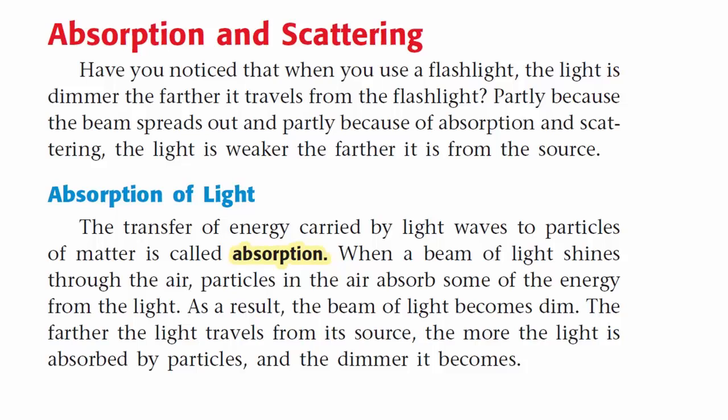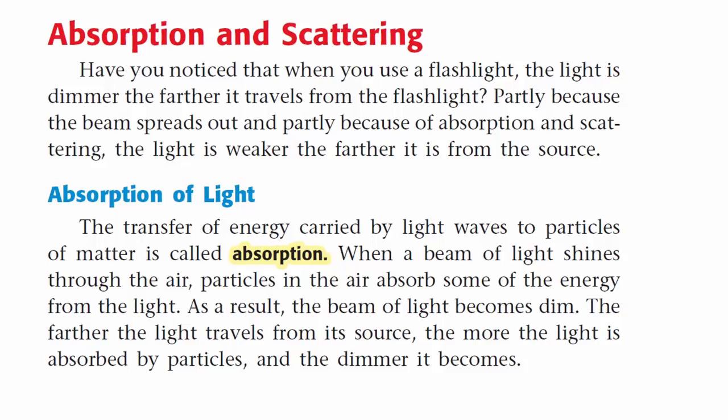Absorption and scattering. Have you noticed that when you use a flashlight, the light is dimmer the farther it travels from the flashlight? Partly because the beam spreads out and partly because of absorption and scattering, the light is weaker the farther it is from the source. Absorption of light. The transfer of energy carried by light waves to particles of matter is called absorption. When a beam of light shines through the air, particles in the air absorb some of the energy from the light. As a result, the beam of light becomes dim.